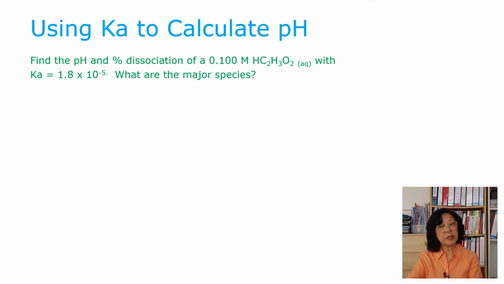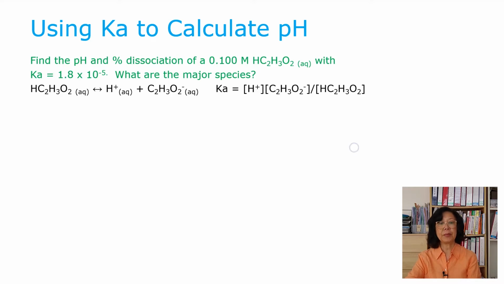Find the pH and percent dissociation of 0.1 molar acetic acid with Ka of 1.8 times 10 to the minus 5. What are the major species? So first we write the net ionic equation: acetic acid ionizes into hydrogen ion and acetate ion. Then we write the K expression of product over reactant concentrations. Now we set up an ICE table. We start out with 0.1 molar of the acetic acid and nothing of the hydrogen ion or the acetate ion.